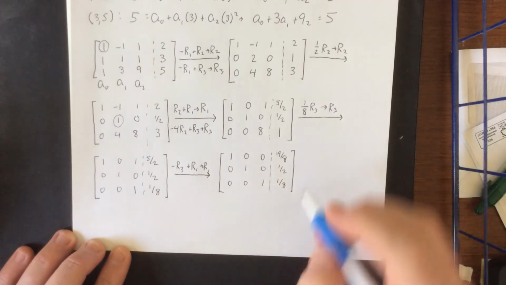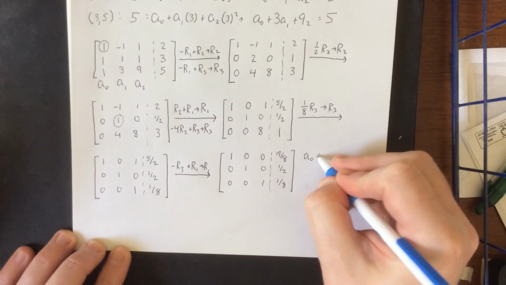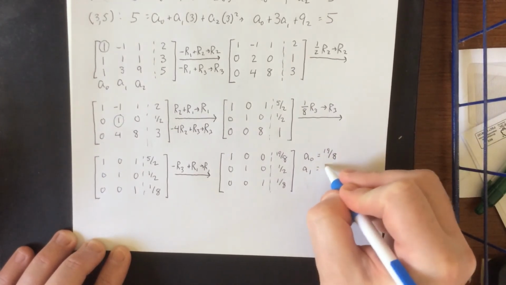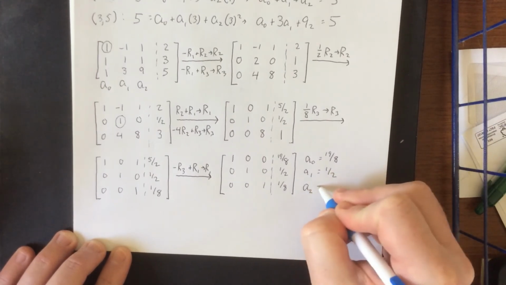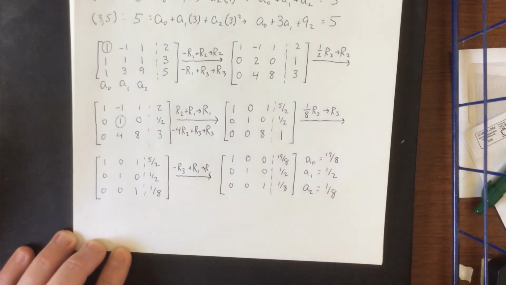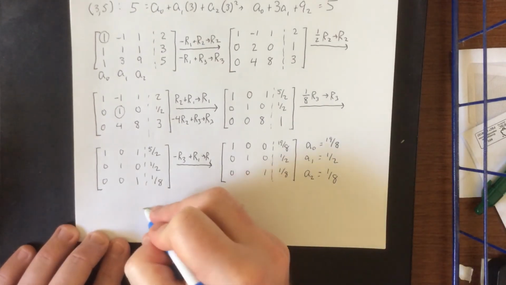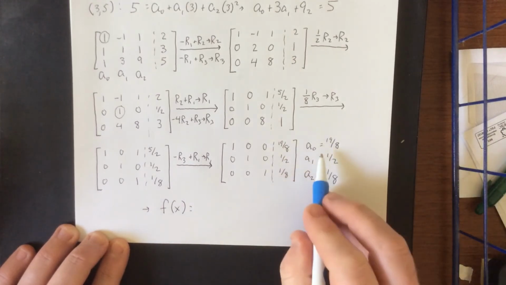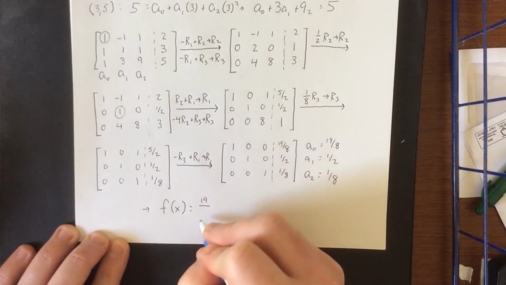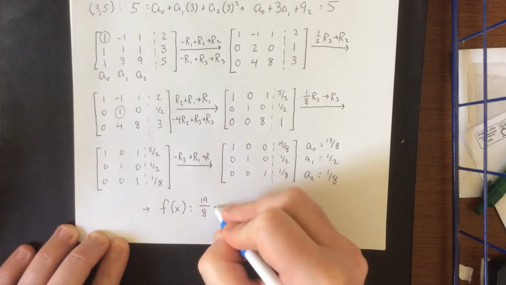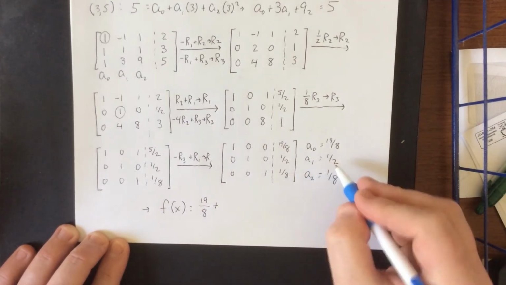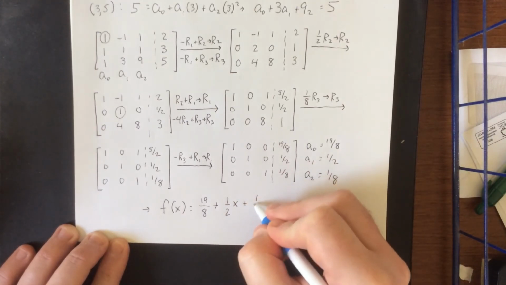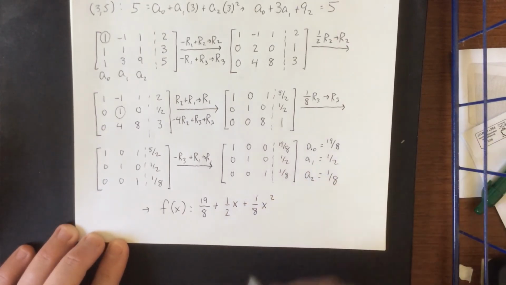So we can now interpret these 3 rows as being A0 is equal to 19/8, A1 is equal to 1/2, and A2 is equal to 1/8. We can interpret this as a polynomial in the following fashion. F of x is equal to the constant term A0, that's 19/8, plus A1 times x, so 1/2 times x, plus 1/8 times x squared.